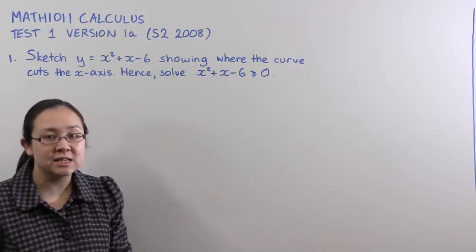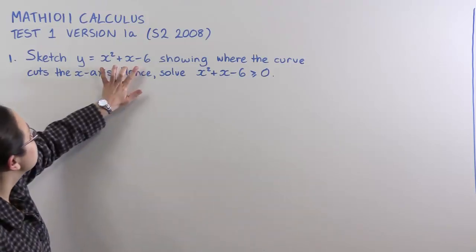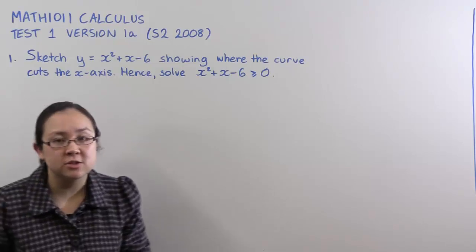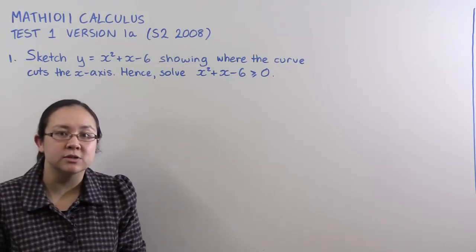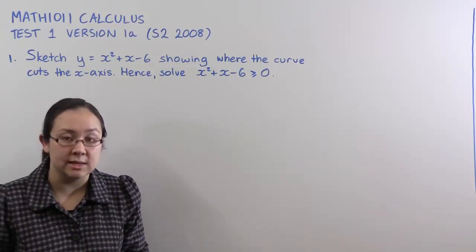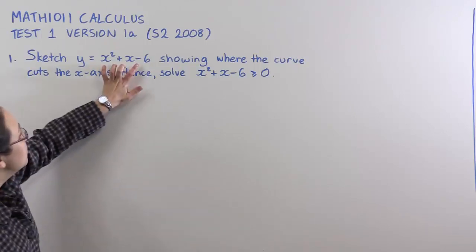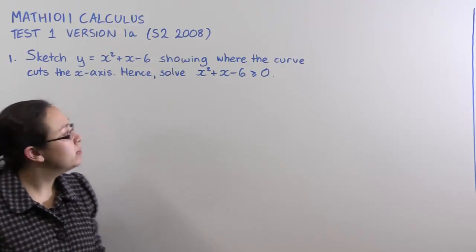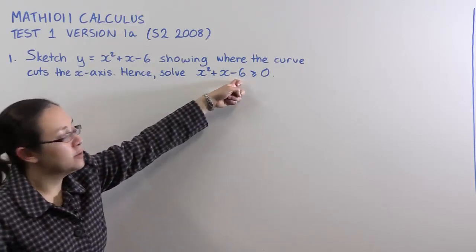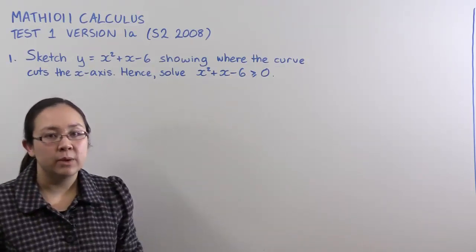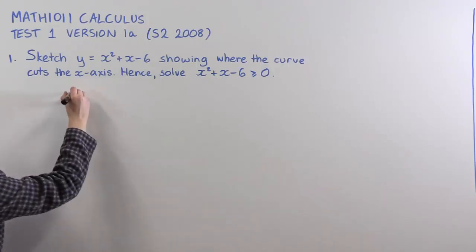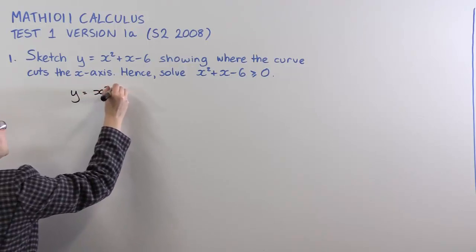So question 1 is asking us to sketch y equals x squared plus x minus 6. One of the first things you need to notice is that it's a parabola because it's a quadratic, it's got x squared in it. So we're sketching this parabola. In particular, we need to show where it cuts the x-axis. That will be very important when we need to solve this inequality over here. But we might label some more features just for practice. So y equals x squared plus x minus 6.